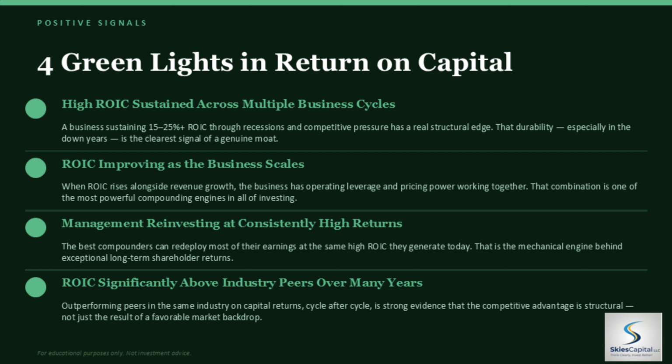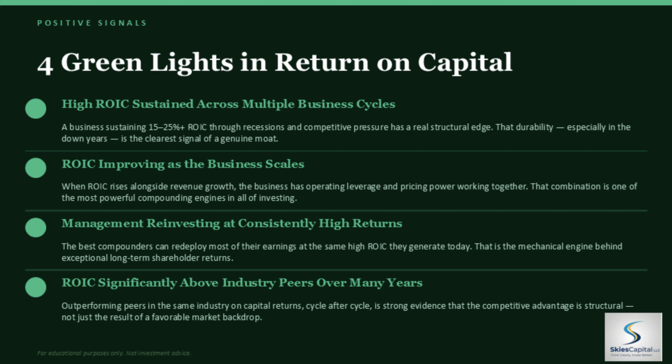If the company can keep taking retained earnings and putting them back to work at a high ROIC, the compounding can become very powerful. Fourth, ROIC stays well above its peers. ROIC always needs context, but when a business consistently earns higher returns than its direct competitors year after year, that usually signals a real operating edge, not just a lucky stretch. Those are the green lights I'm looking for.